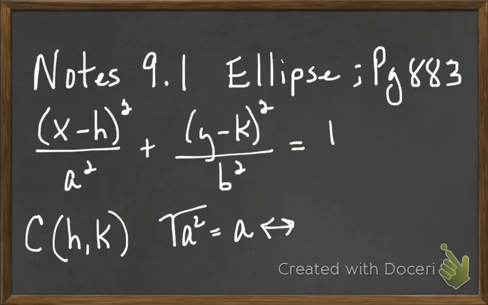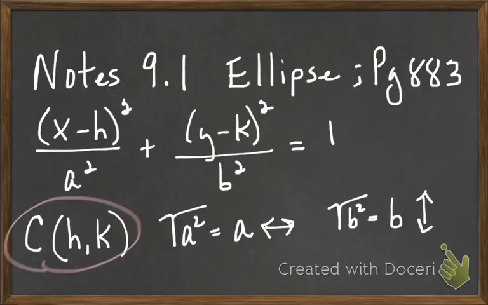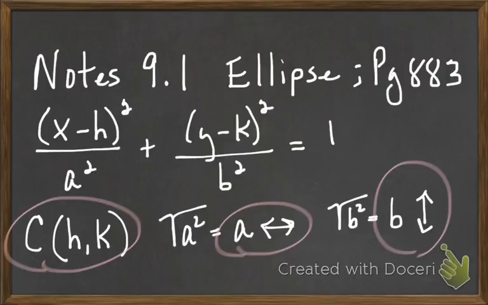Then you'll take the square root of the number that's underneath your y. So the square root of b squared is going to be b. And because that number is under your y, once you take the square root of that number, that's how many units you move up and down. And that's all you use to graph your ellipse. You use your center, you use your a values left and right, and you use your b values up and down.